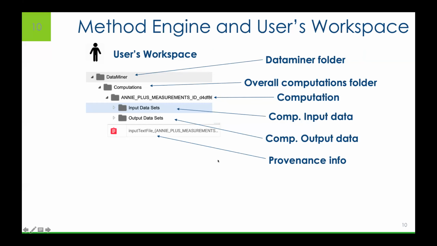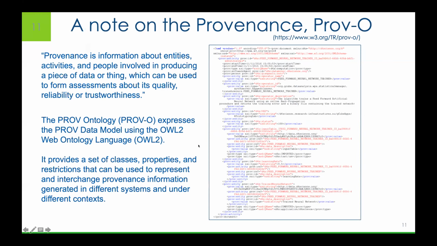As I was saying, we save provenance information for each computation. Provenance is information about entities, activities, and people involved in producing a piece of data or thing, that can be used to form assessments about its quality, reliability, or trustworthiness. So we use the PROV ontology. You will see an XML file attached to each computation, where you are provided with the classes, properties, and restrictions that can be used to represent and interchange this information in different systems and in different contexts.